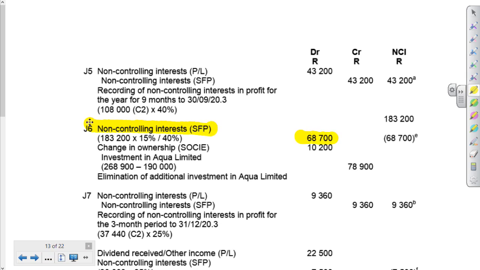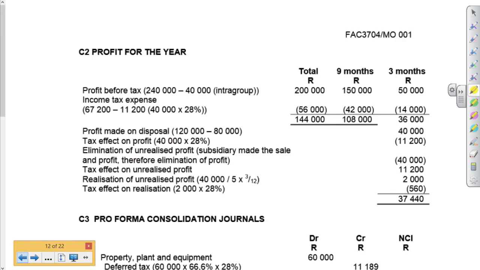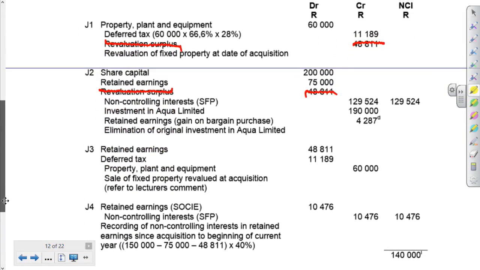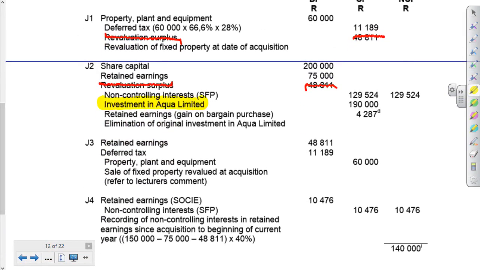NCI drops by 68,700. I have a change in ownership, a loss of 10,200, which goes to statement of changes in equity, does not land up in Goodwill, does not land up in P&L. And then I've got to credit the investment with the 78,900. Because remember, the investment is sitting at 260 something, isn't it, on the trial balance? And my first acquisition journal only got rid of 190 of that investment. Yeah, this acquisition journal here, look, it only got rid of 190. So the other 78 is still sitting there.